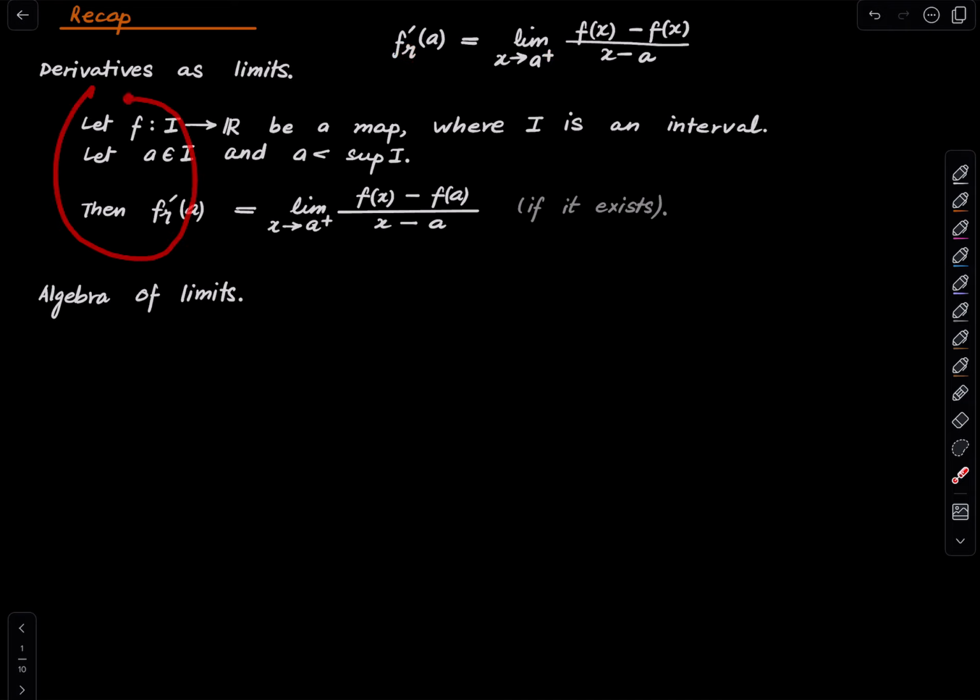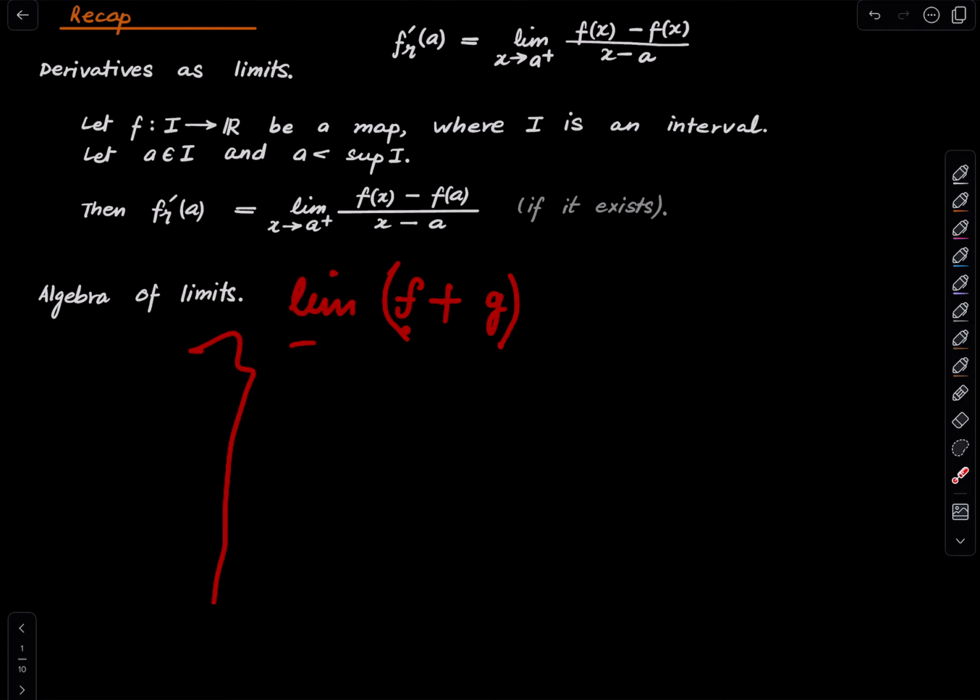This is basically what we need, and the two-sided version is just to remove the plus subscript. And we need to know about the algebra of limits. So if we have two functions f and g, and suppose the limit of f as x approaches a exists, and similarly for g, then we have a statement about the limit of the sum. I don't want to recall all of that, so with that, let us proceed.